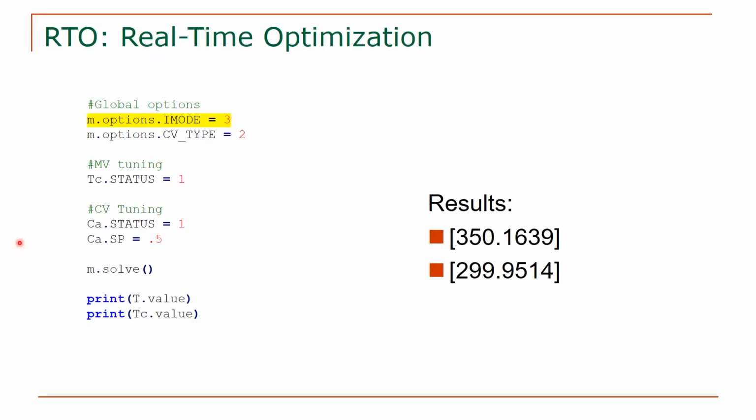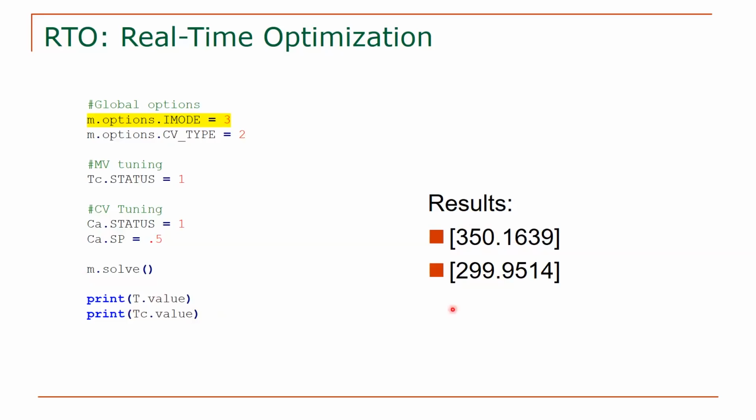So in a steady-state optimization, it'll just set all of your differential equations or differentials to 0 and solve it just steady state for you. We've got our controlled variable type as a squared error. We're going to turn on our manipulated variable, turn on our controlled variable, so it'll build our objective for us, set the set point and solve it, and then we'll print those values.